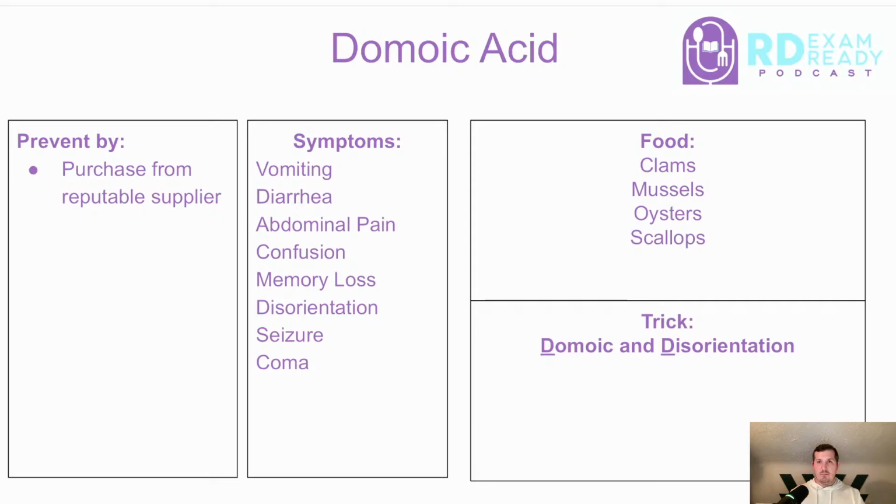We're seeing our seafood here: clams, mussels, oysters, scallops. And then the trick I put here is D, domoic, and D, disorientation, because I feel like it's causing a lot of memory issues, coma, seizure, disorientation, confusion type of thing. Or how about we add here domoic and dementia? We could put that in there too. I'm just saying domoic and dementia because it's kind of making you have dementia type symptoms, is what it kind of feels like to me.